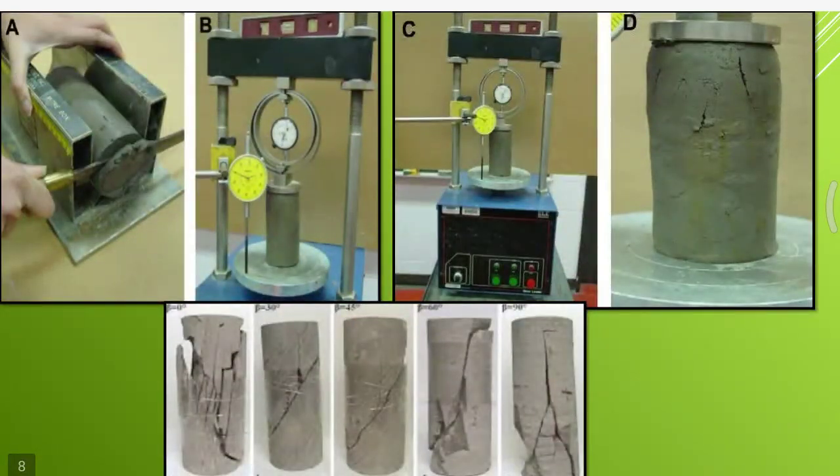Here you can see some pictures related to this test. First one is to cut or trim the two ends of the mold. The second figure shows this. Then fix it on the ring type compression machine. Figure 3 shows this. Then apply the compressive load. Then failure occurs like this.